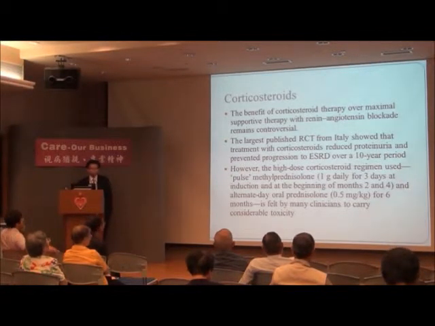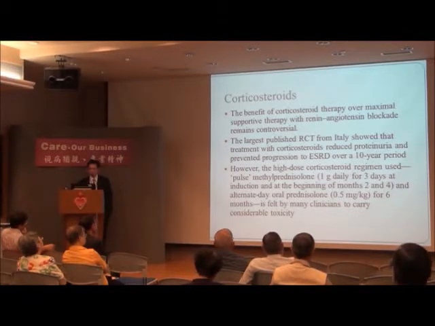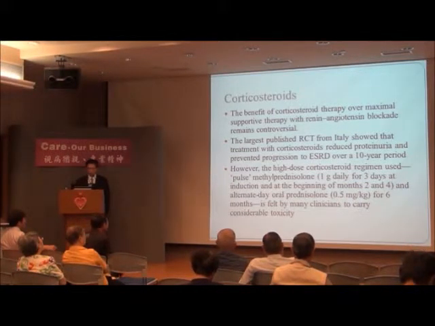Corticosteroids. The benefit of corticosteroid therapy over maximal supportive therapy with angiotensin blockade remains controversial. The largest published randomized controlled trial from Italy showed that treatment with corticosteroid reduced proteinuria and prevented progression to end-stage renal disease over a 10-year period. However, a high-dose corticosteroid regimen using pulse methylprednisolone and alternate-day oral prednisolone for 6 months is felt by many clinicians to carry a considerable risk of toxicity.